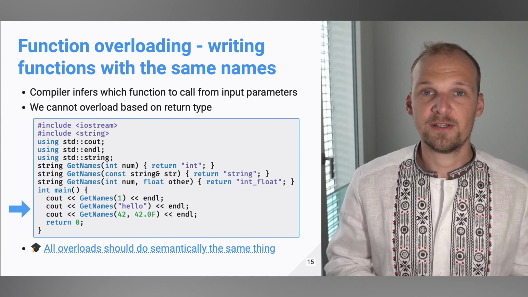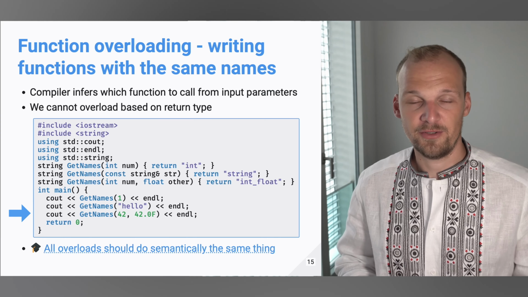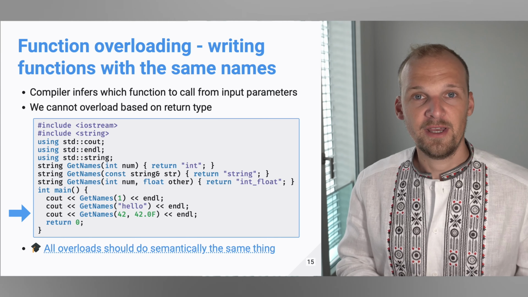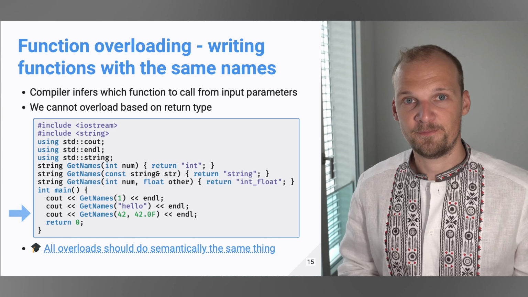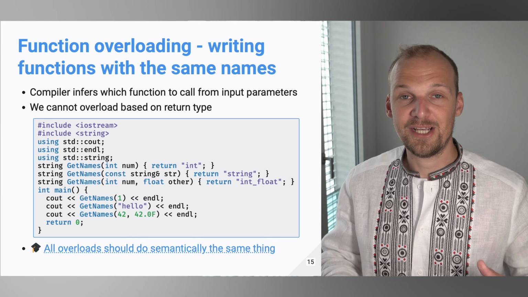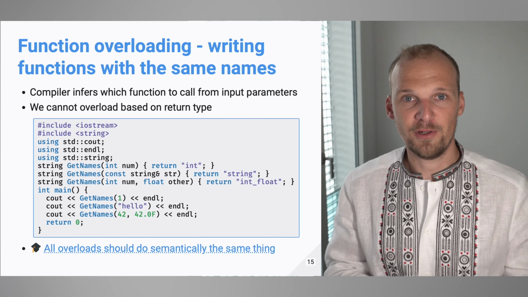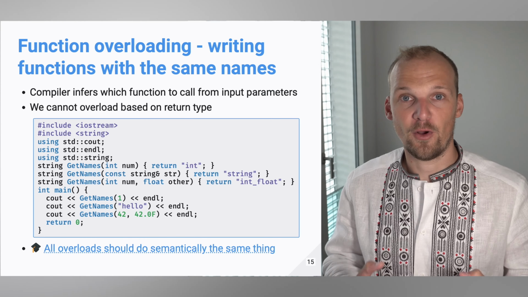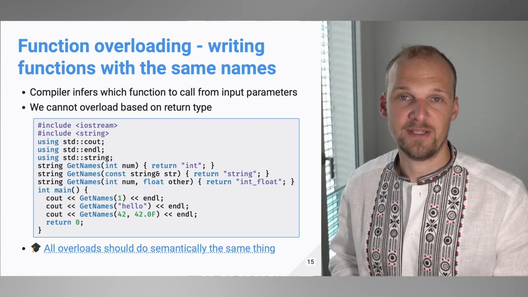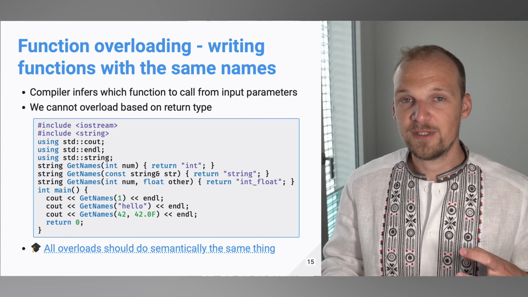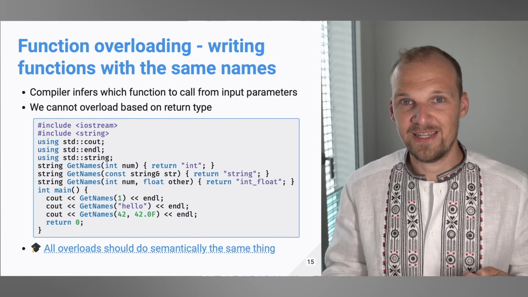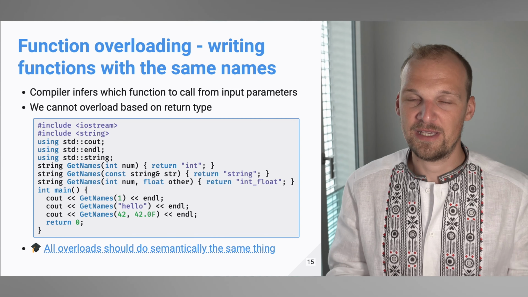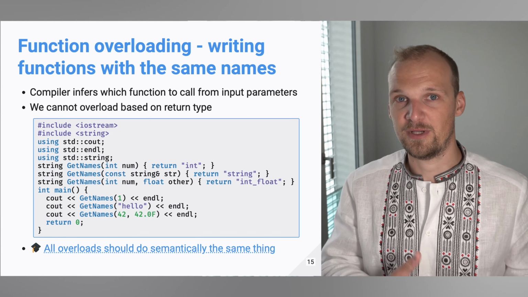And feel free to copy this code over and actually run it on your own so that you get a little bit more experience with this and the feeling for it. Now you have to be mindful to actually make sure that all of your overloads do semantically the same thing. So here we have this getNames, it always gets the names of whatever we pass into it, right? But if it would do something a little bit different, then it would not be a good place to have an overload, and then it should be a different function with a different name. I hope it makes sense.